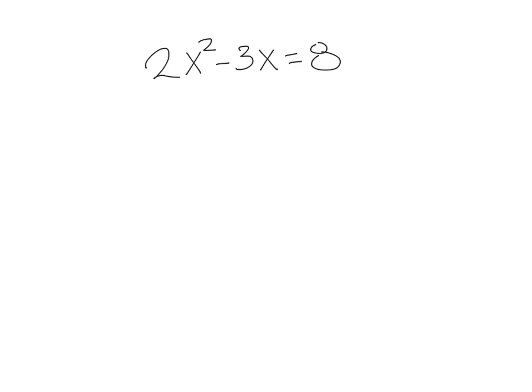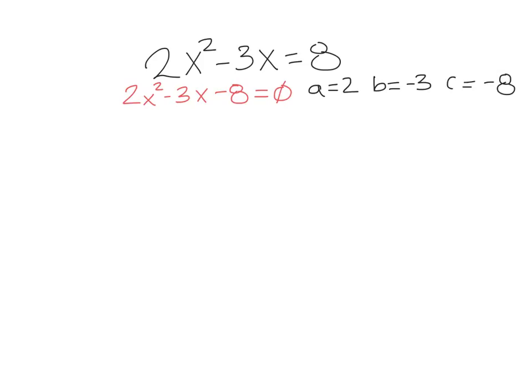So setting this equal to 0, I would get 2x squared minus 3x minus 8 equals 0. Do you agree with that? So that gives me an a value of 2, a b value of negative 3, and a c value of negative 8. So you just flip back 1 page, guys.